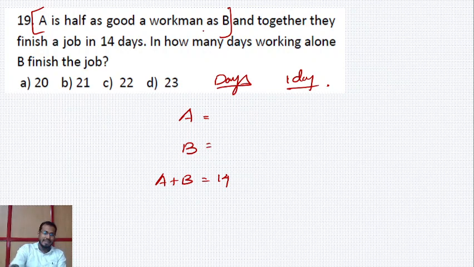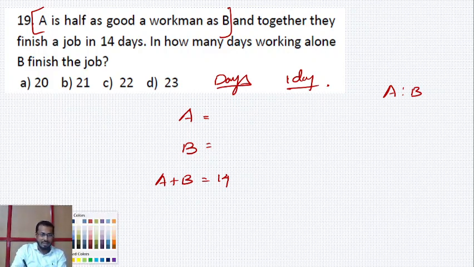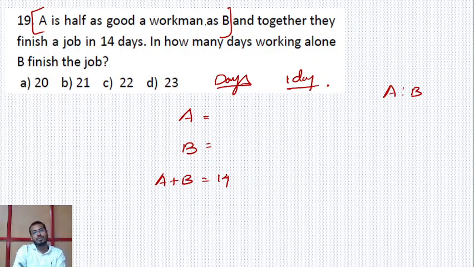This first statement is all about the ratio. That ratio is about the efficiency, not about the days. If it is efficiency, look at this. How to write it? A is half as good a workman as B. Who is the good workman, A or B? A is only half of B. So let's take B is 2, then A will be 1. That is the half. Right? If B completes 2 chocolates, at that time A completes only half of that. That is 1. So right here, 1 and 2.